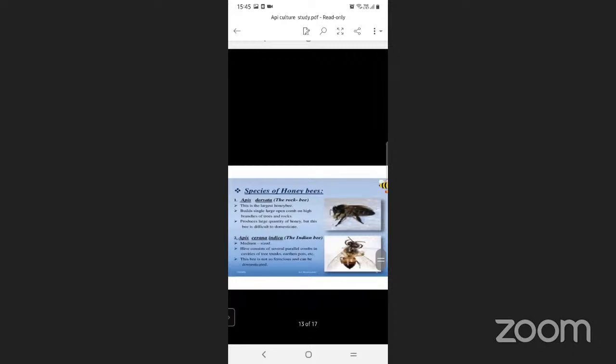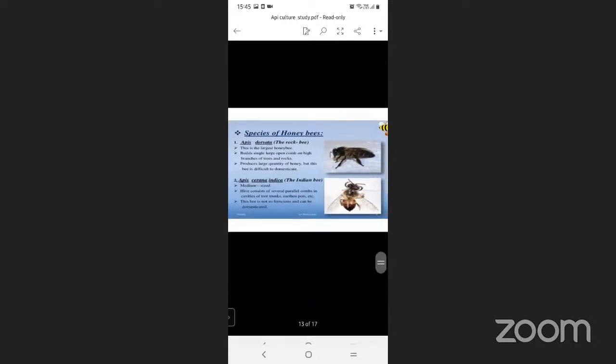So how we can differentiate the different types of honeybees: the very largest honeybee is Apis dorsata, which builds a single large open comb on high branches of trees and rocks and produces a large quantity of honey. But this bee is difficult to domesticate.